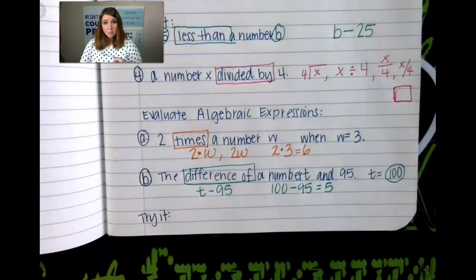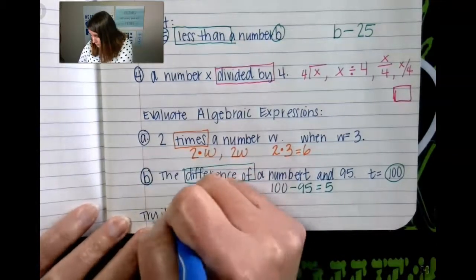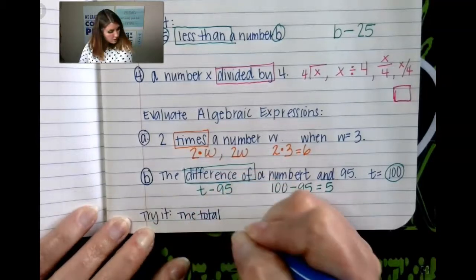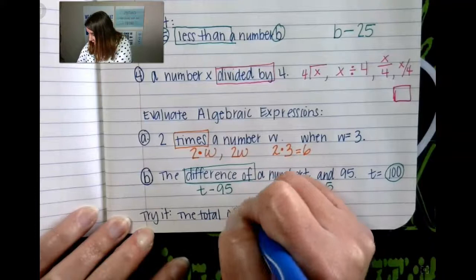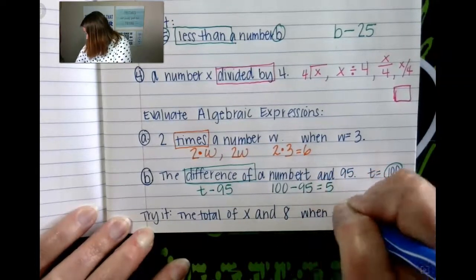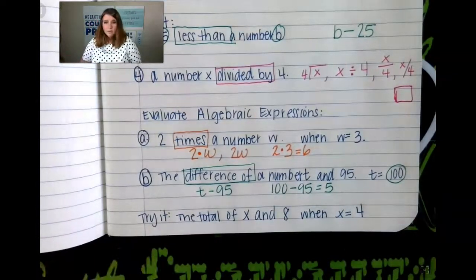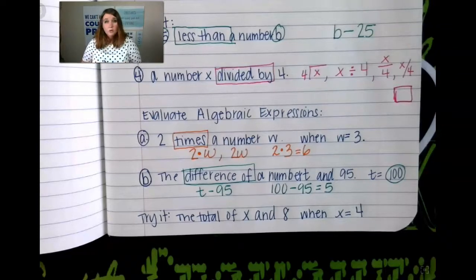Okay, I need you to write me an algebraic expression, and then you get to substitute for me. Not to teach, but to actually substitute into the thing, into the expression. Okay, the total of X and 8 when X equals 4. Okay, hit pause right now. Otherwise, you're going to hear me explain how to do this problem, and then you won't be able to do it on your own and check your own understanding. So hit pause right now so that you don't hear me speaking to you. Hit pause.